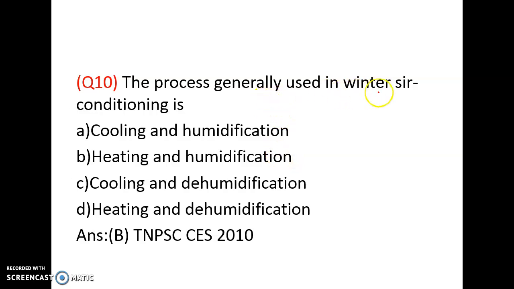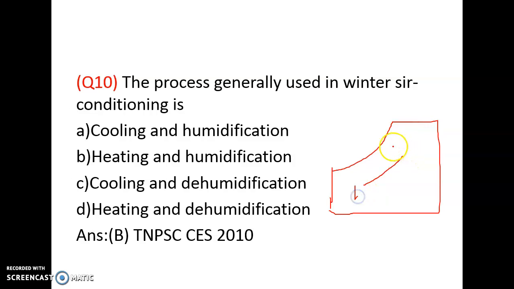The process generally used in winter air conditioning is the heating and humidification process. In the psychrometric chart, from 1 to 2, temperature increases as well as humidity increases. So this process is called the heating and humidification process.